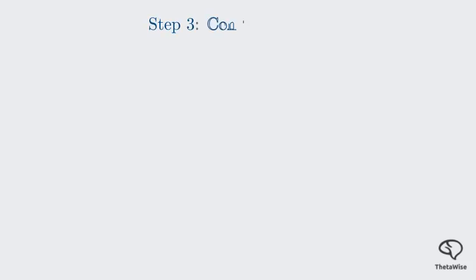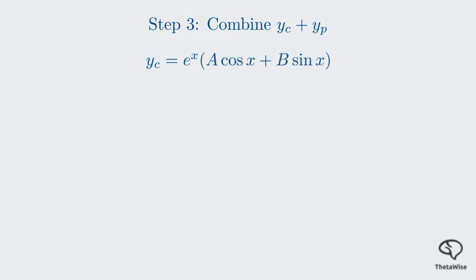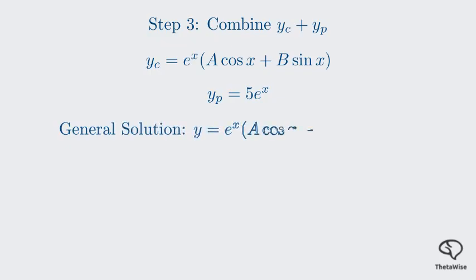Step 3, combine yc and yp for the general solution. We'll use our formula y equals yc plus yp. We found yc to be e to the x times A cos x plus B sin x. And we found yp to be 5e to the x. Adding them together, we get the general solution. y equals e to the x times A cos x plus B sin x, plus 5e to the x. This is the complete solution to our differential equation. This example highlights a common point of confusion: the difference between a factor and a term. Be very careful when comparing your chosen yp with yc.